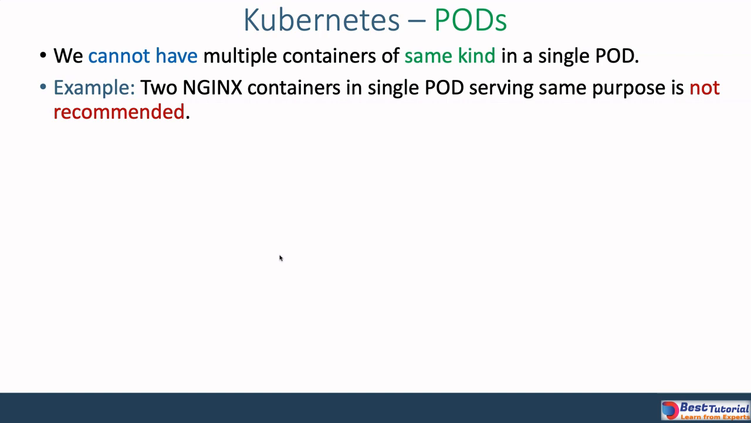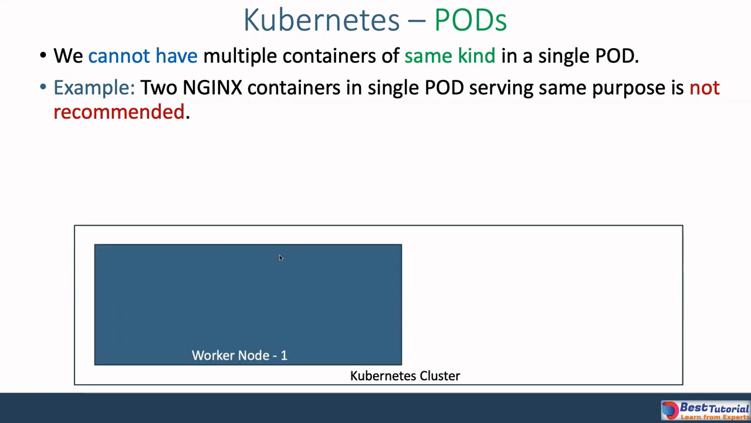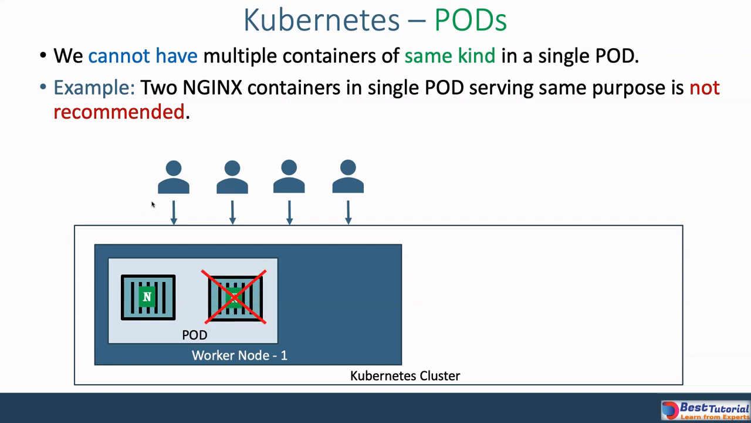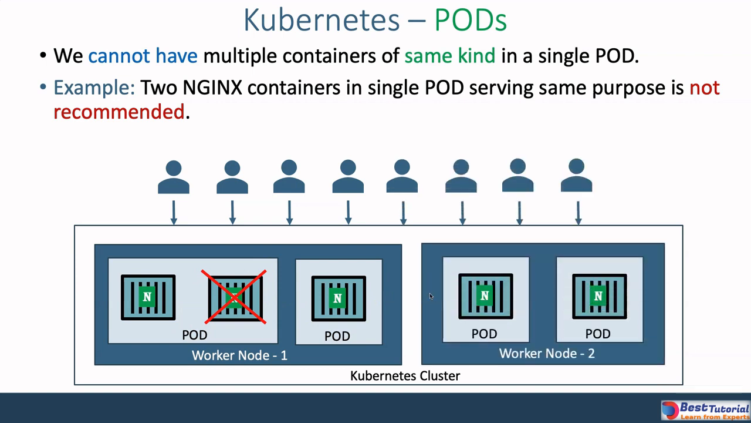We cannot have multiple containers of the same kind in a single pod. This is one more important thing we need to understand. If you have worker node 1 and a pod with Nginx serving static content or acting as a proxy, and your traffic keeps growing, you cannot scale the container inside the pod. Whenever your traffic is growing, you need to scale the pods instead of scaling the containers inside the pod. This is the wrong way and this is the right way. So two Nginx containers in a single pod serving the same purpose is not recommended.